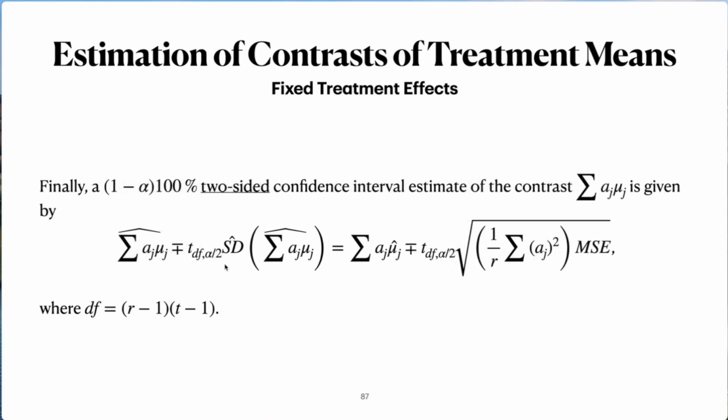Now, if we want a two-sided confidence interval estimate of the contrast, we start off with our point estimator, calculate the margin of error, and then go a distance to the left and to the right of our point estimator. In other words, we subtract and add the margin of error from and to the point estimate, and that gives us the lower and upper confidence limits for the confidence interval. Notice that because this is a two-sided confidence interval, we have to divide alpha by 2. The interval coefficient here is the upper alpha over 2 percentage point of the t distribution with degrees of freedom equal to r minus 1 times t minus 1.